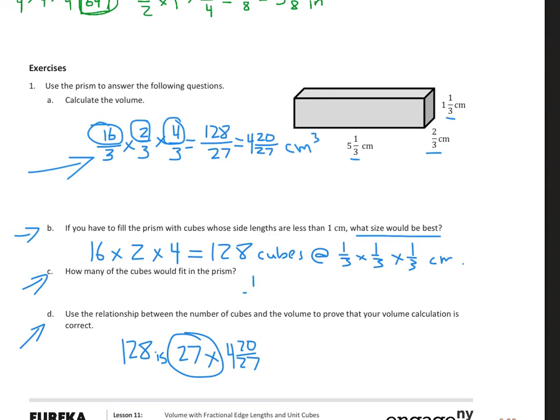Well, if they are 1/3 by 1/3 by 1/3, doesn't that equal 1/27th? Which means there's going to be 27 of those inside of each of the 1 by 1 by 1 cubes created by our original volume, which was cubic centimeters. So if I take that number and multiply it by 27, I will get how many of the 1/3 by 1/3 by 1/3 cubes would fit inside of our original volume.